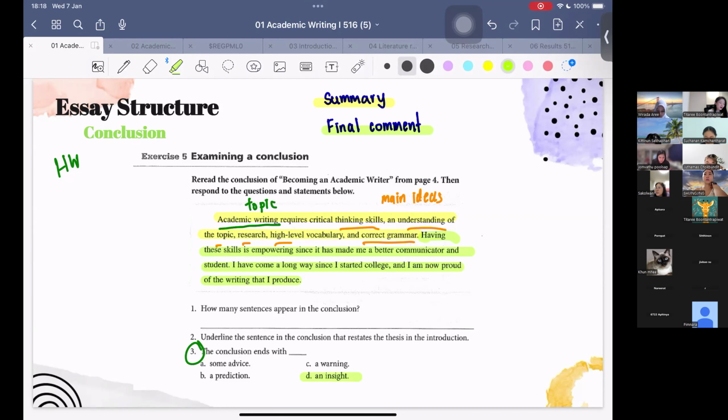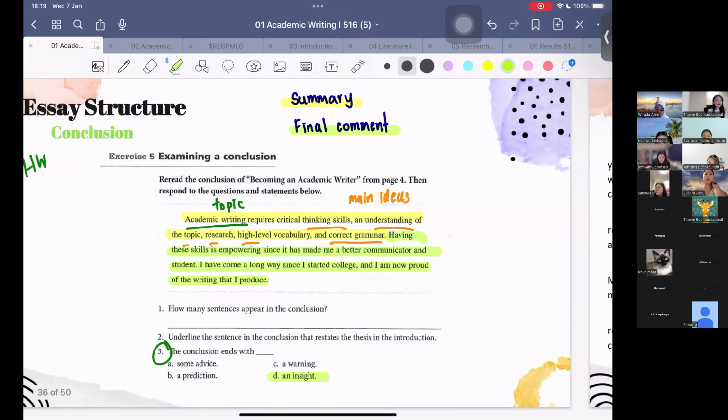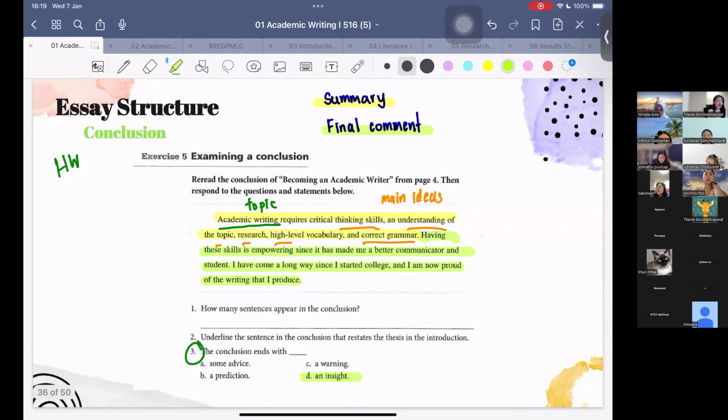I would say it would be great if you can relate to the topic. But if you cannot relate it to the topic, you can provide the final comments in terms of advice, recommendation, predictions, or warning. That is okay as well. It doesn't have to be insight. But since this is maybe a topic that the author has experienced before, that's why it shows insight. We should thank God everybody answers correctly.